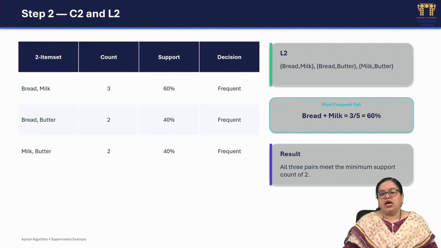So once again we have to calculate. 3 by 5 equals 60%, which is frequent. 2 equals 40%, which is frequent. And all are at or above that 40%, which is frequent. So all 3 pairs meet the minimum count of 2. Why? Because our minimum count is either 2 or 40%. So 2 is the minimum count, and we take all 3 here.